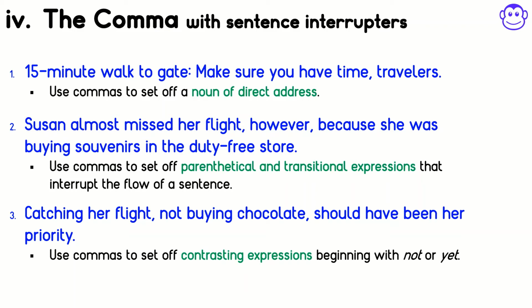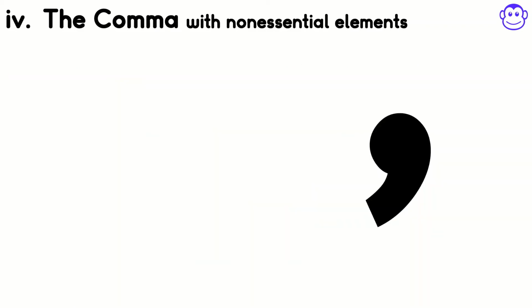To recap, direct address, parenthetical and transitional expressions, and contrasting expressions are examples of sentence interrupters which should be set off from our message using commas. Now we will look at a trickier aspect of comma usage: the uses of commas with essential and non-essential elements.